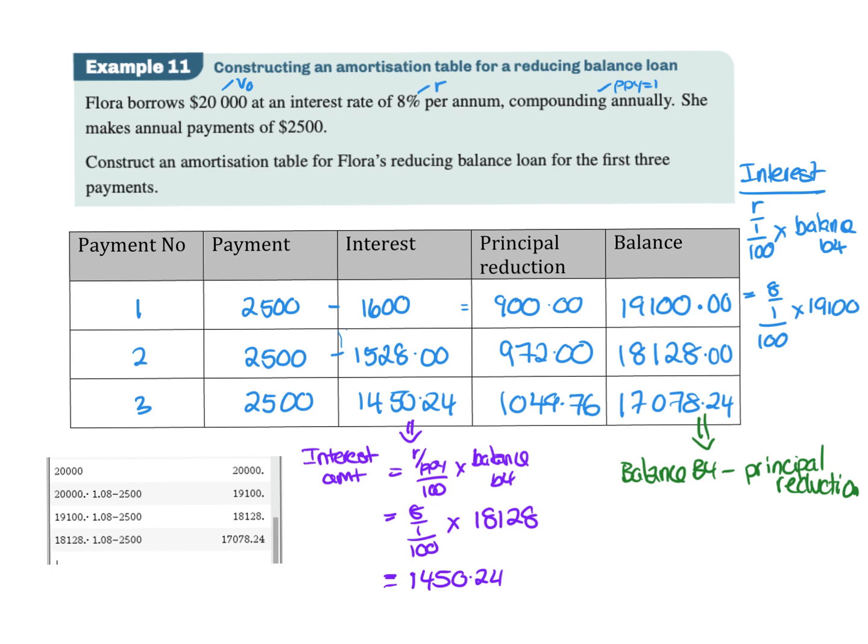So in this scenario, it was 18128 minus the 1049.76. Sorry. And that's how I got the 17078.24. Okay, so this is a table.